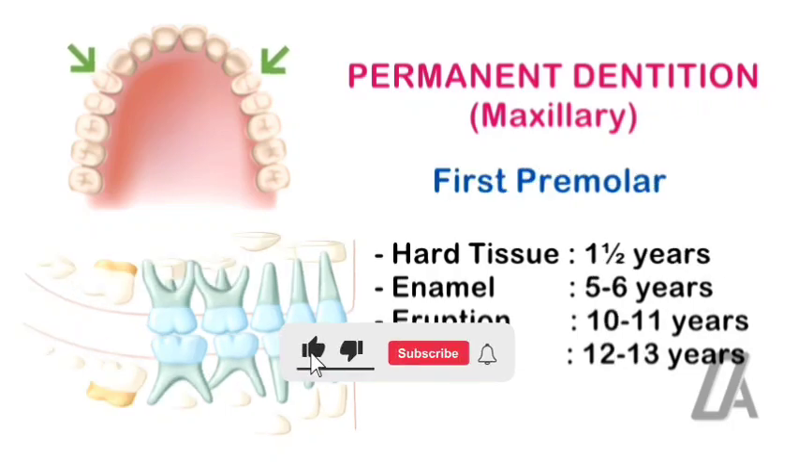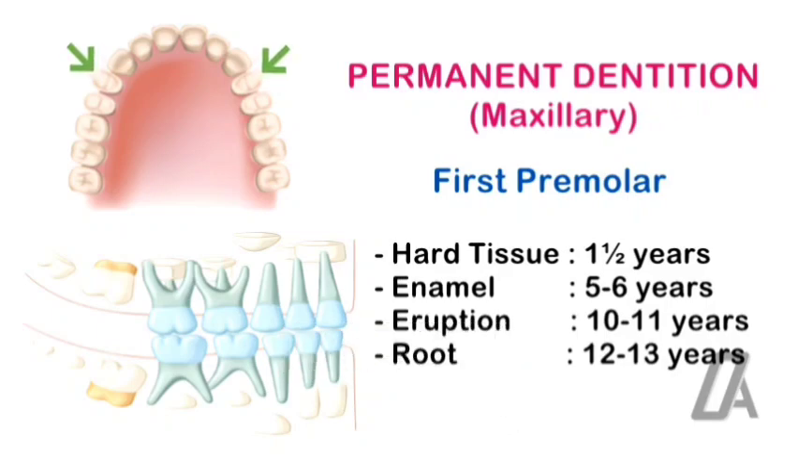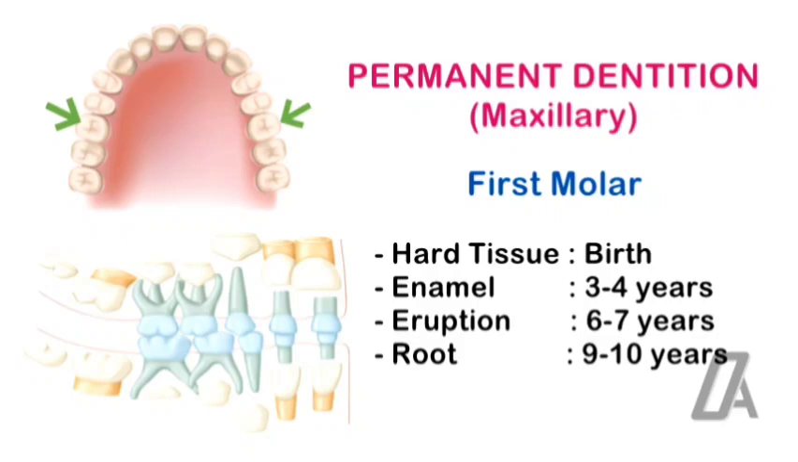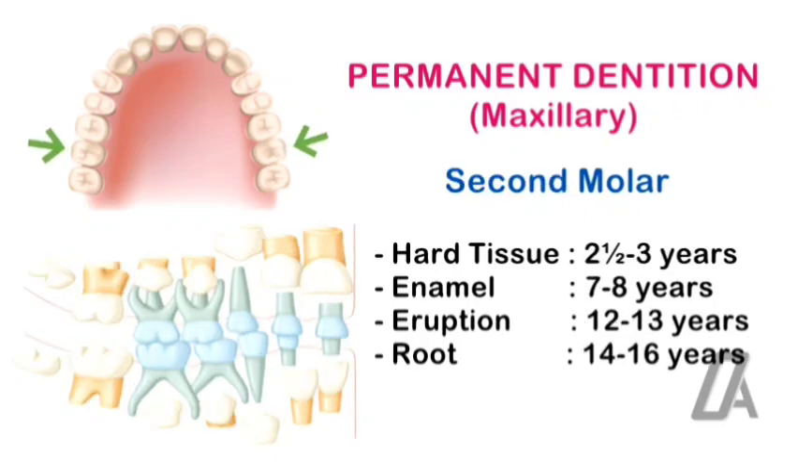Starts at 1.5 years, enamel completes by 5 to 6 years, erupts at 10-11 years, and roots complete by 12 to 13 years. Second premolar. Begins at 2 to 2.5 years, enamel completes by 6 to 7 years, erupts at 10 to 12 years, and roots complete by 12 to 14 years. First molar. Begins at birth, enamel completes at 3 to 4 years, erupts at 6 to 7 years, and roots finish by 9 to 10 years. Second molar. Forms at 2.5-3 years, enamel completes at 7 to 8 years, erupts at 12 to 13 years, and roots finish by 14 to 16 years.